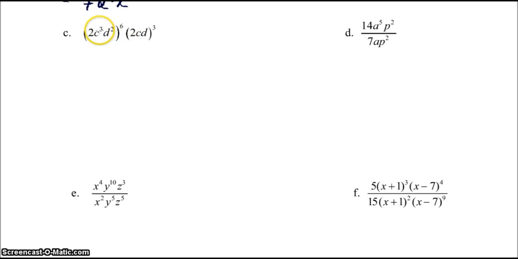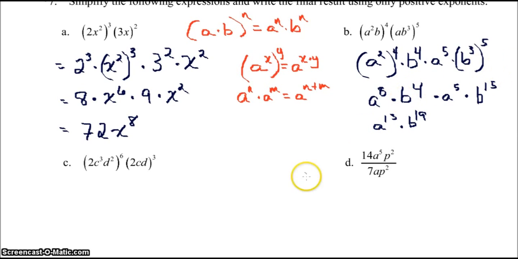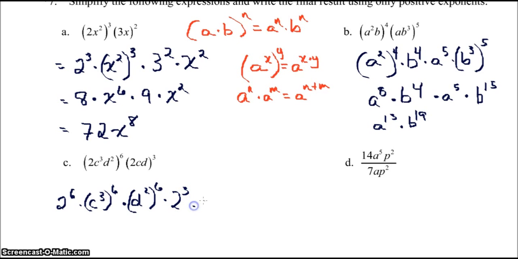See, here we can just again use the same rule, that top rule. So each of these can get raised to the 6th power: 2 to the 6th times c cubed to the 6th times d squared to the 6th. Then each of these gets raised to the third power: 2 cubed times c cubed times d cubed.